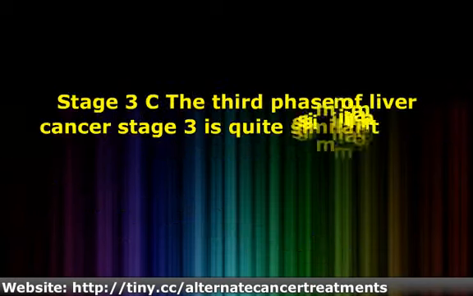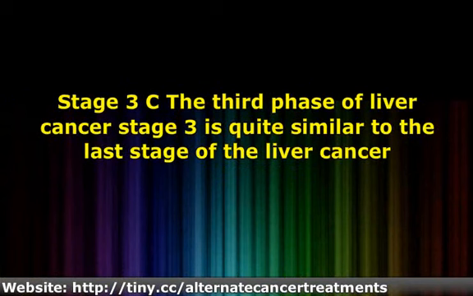Stage 3C. The third phase of liver cancer stage 3 is quite similar to the last stage of the liver cancer. In this stage, the cancerous tumors are usually very developed and very painful. In some cases, there is a high possibility of experiencing bleeding in the liver. In this stage, the lymph nodes are usually greatly affected by the cancerous cells.